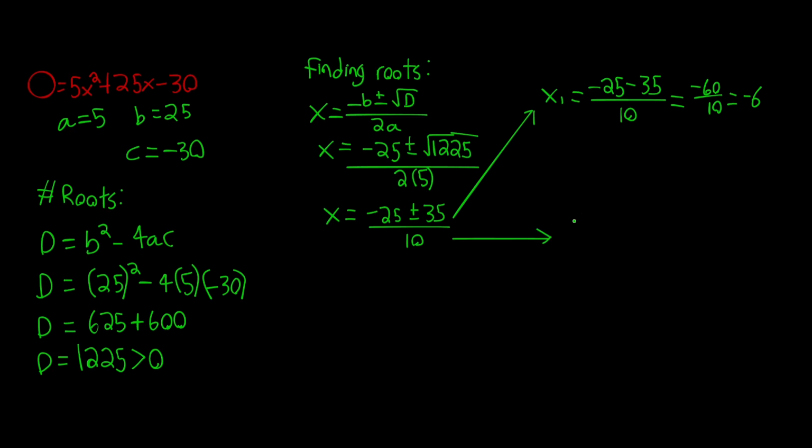Now we're going to get x2. So x2 is equal to negative 25 plus 35 divided by 10, or 10 over 10, or 1. So using the quadratic formula, we actually get the exact same results as we got just using factoring.